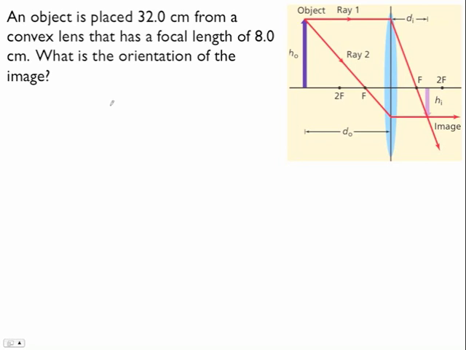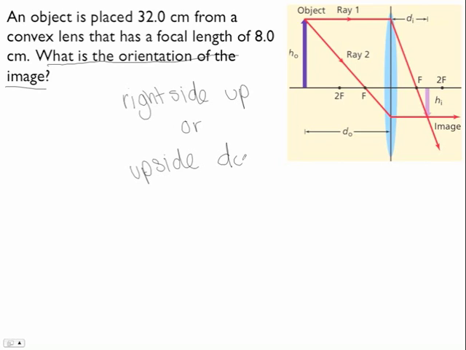Okay, so this one asks, what is the orientation of the image? This wants to know, is it right side up or upside down? Now, in our last part, we found that our image height was -1 centimeters. This -1 right here, this tells you that your image is upside down.